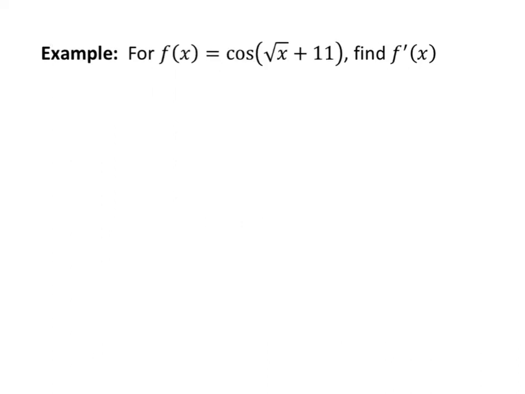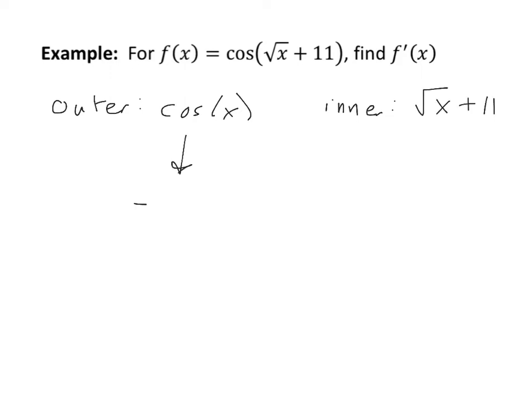All right, so here we have f of x being the cosine of the square root of x plus 11. I think I'm going to keep writing the outer and the inner thing. It'll make the video a little bit longer, but you can just fast forward this if you don't need to see it. Our outer function here is cosine x. My inner function is the square root of x plus 11. The derivative of cosine is negative sine x.